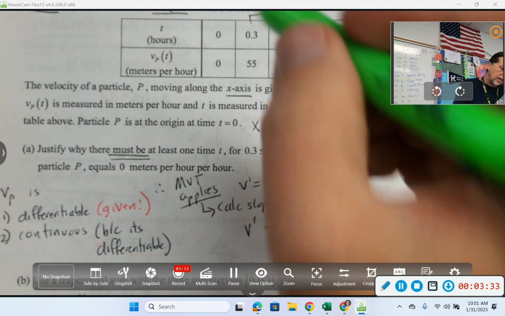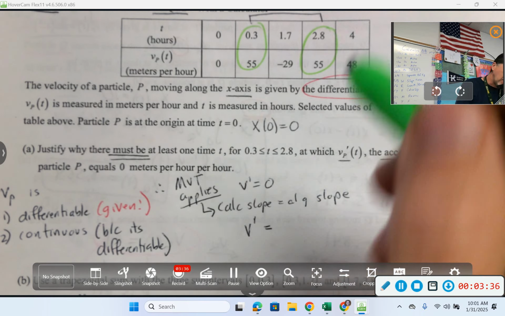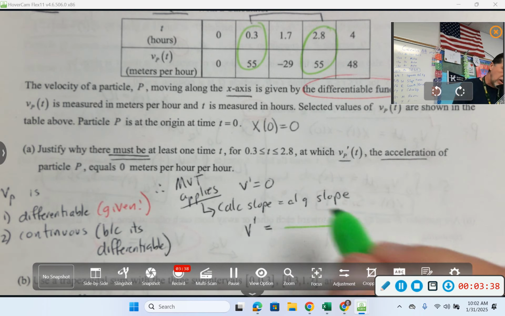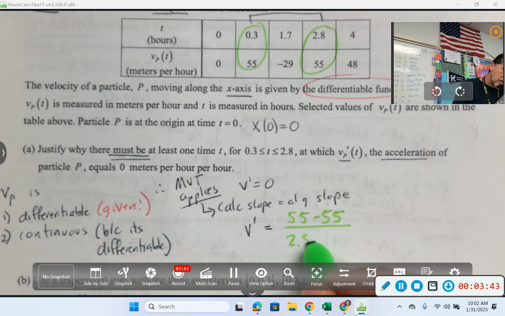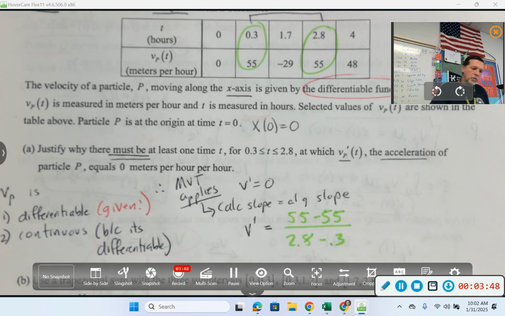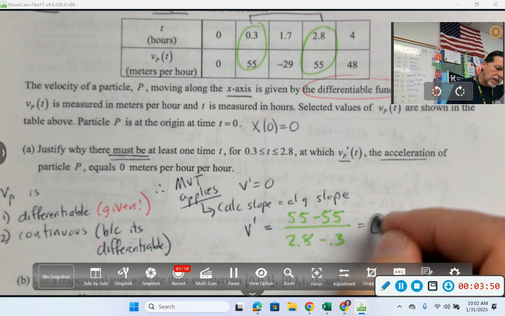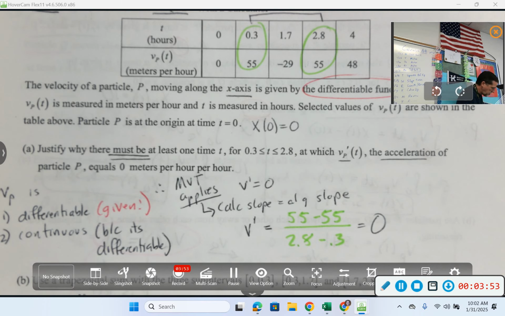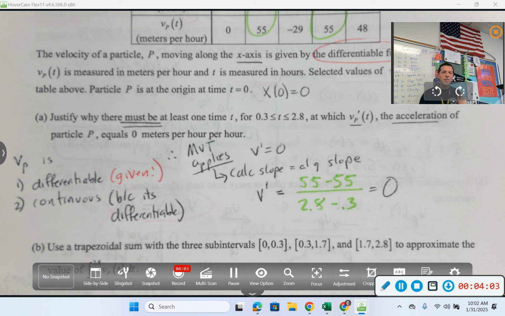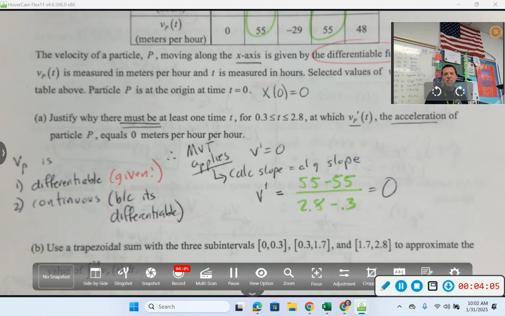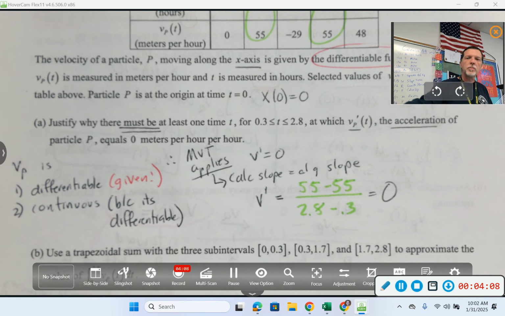So let's use the points that it gave us. So 55 minus 55 over something doesn't really matter at that point because you get 0 over something. So we're done with that one. The calculus slope equals 0 because of the mean value theorem. So that question wasn't really a position, velocity, acceleration question. That was more of a mean value theorem question.